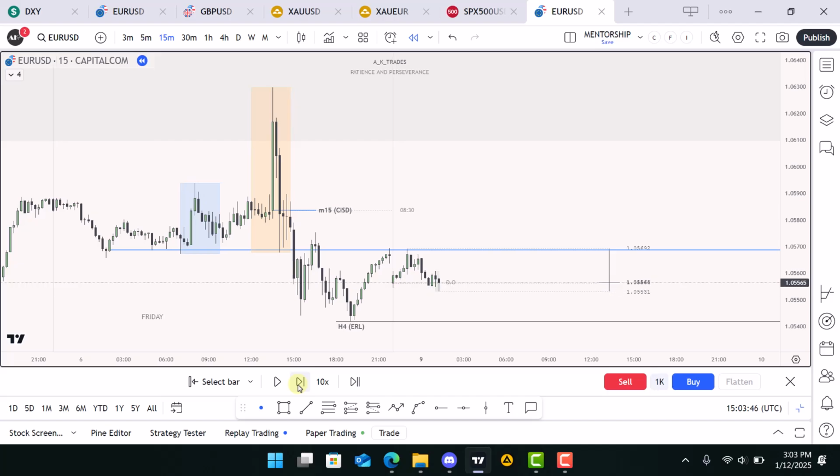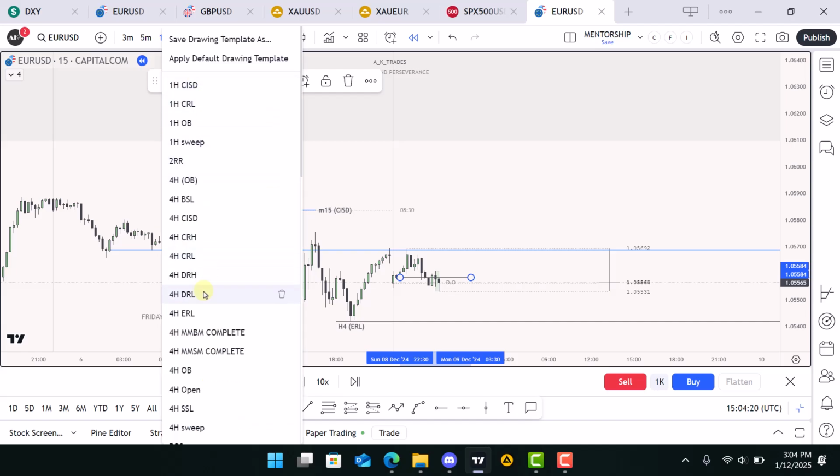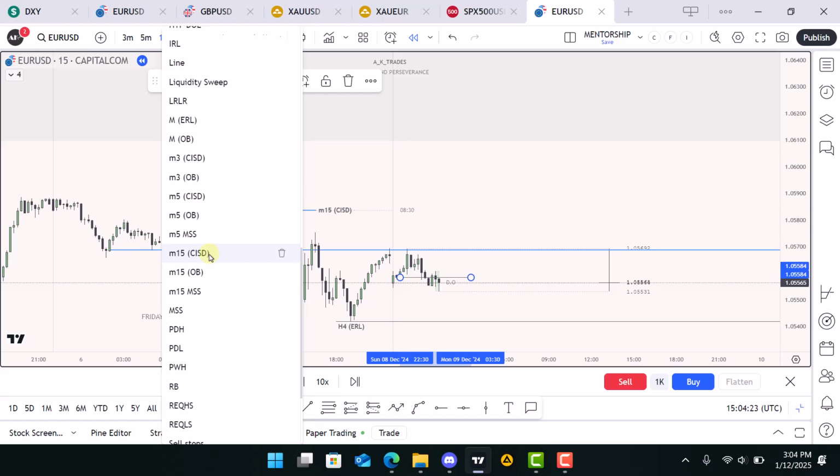And then as we can see, when price reacted to the 4-hour change in state of delivery on the 15-minute chart, at this point it failed to change state, and then it went back to also react to the same 4-hour change in state of delivery during the next day. Now this is what we will be considering as our change in state of delivery at this point. That's our 15-minute change in state of delivery.